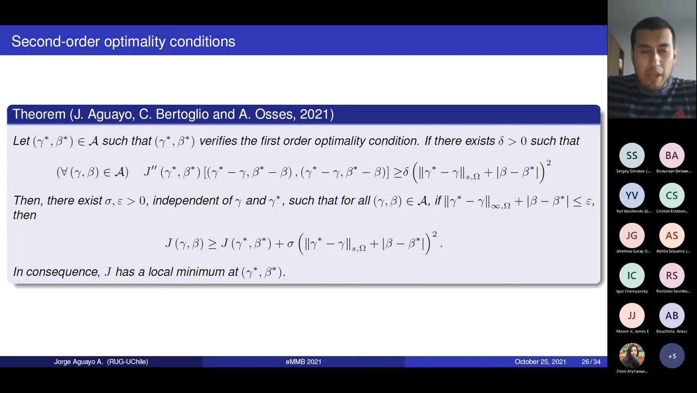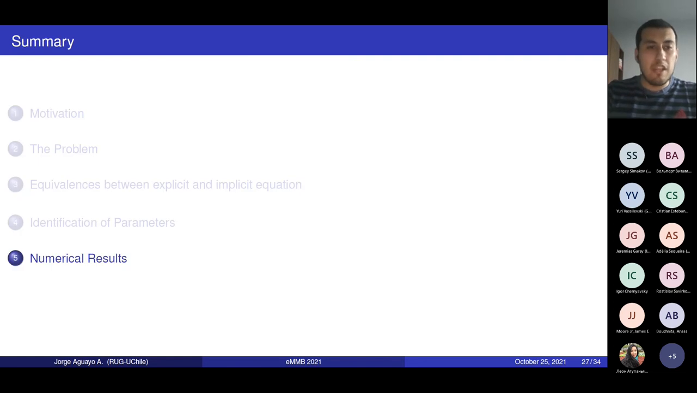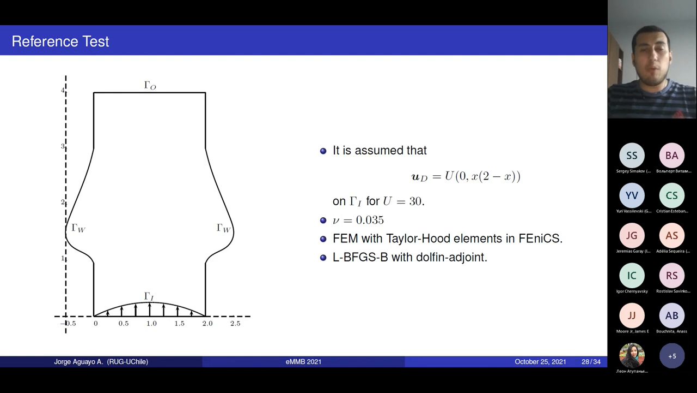So, one important conclusion about this is we can use second order solvers for this problem. For example, Newton algorithm or quasi-Newton algorithm. For example, the BFGS, a very popular solver for minimization problems. Sorry. So, quickly we are passing to the numerical results.